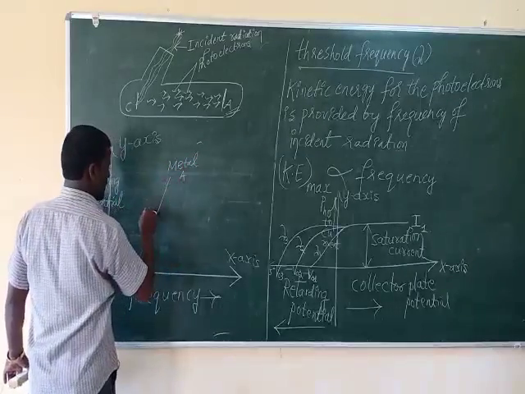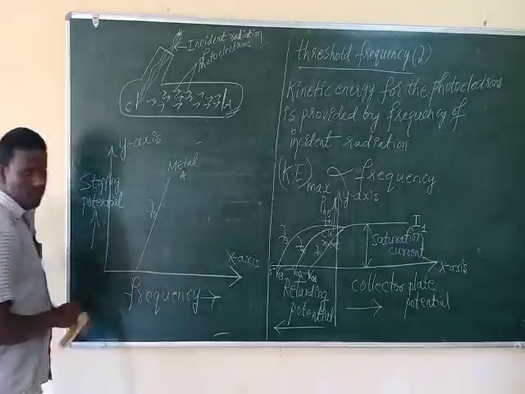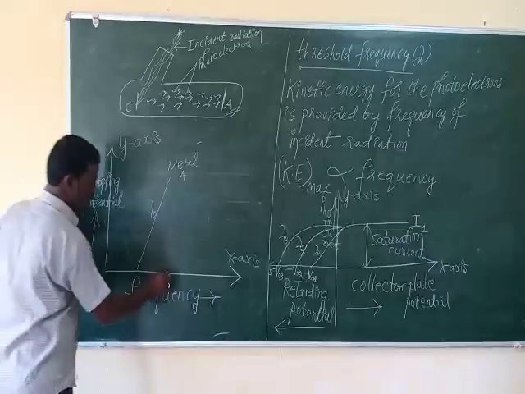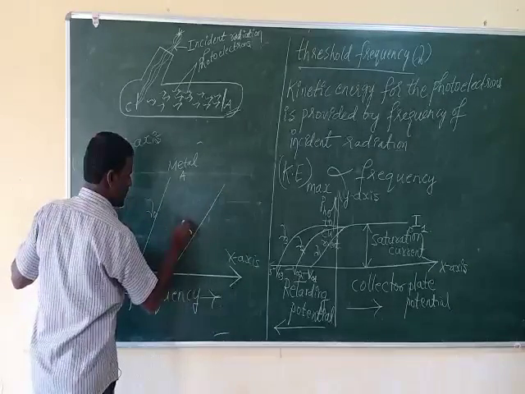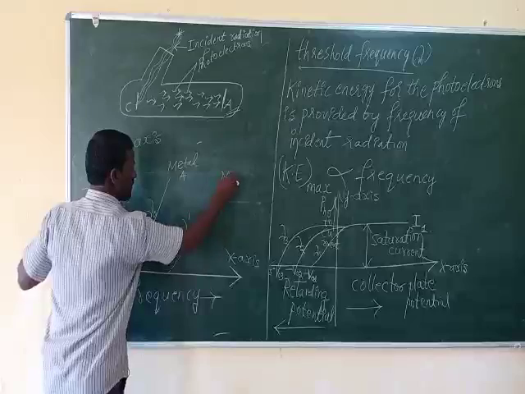A and its frequency is nu naught, frequency is nu naught. So this is metal B, frequency is nu dash for metal B.